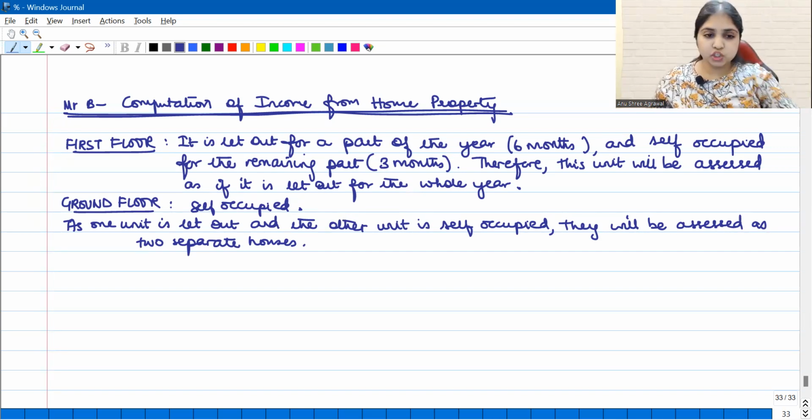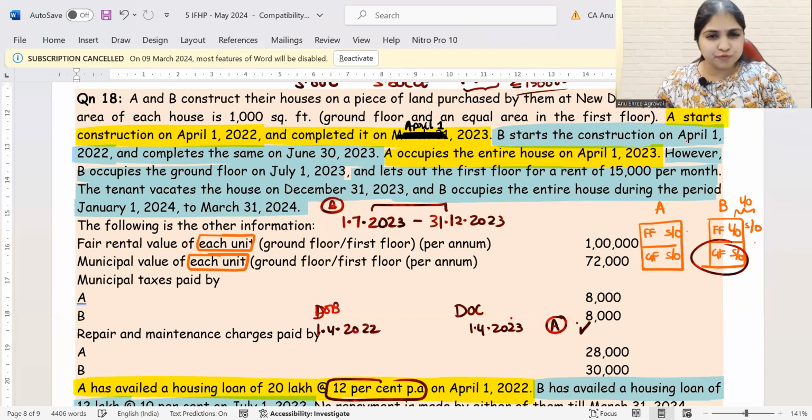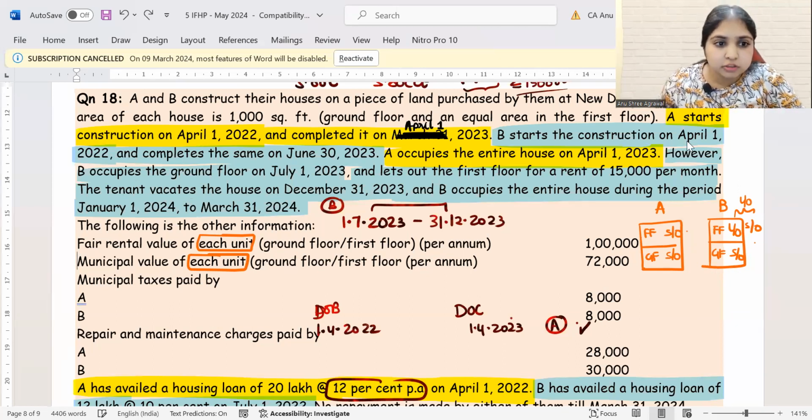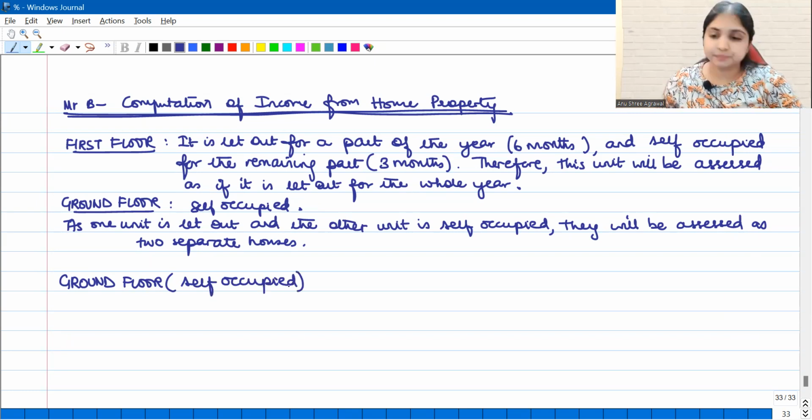Now let's do the computation. So we'll do a separate computation for ground floor and a separate computation for first floor. Let's finish off ground floor first. It's easier, it is self-occupied. So write down under this ground floor, give the subheading ground floor, in brackets write down self-occupied.